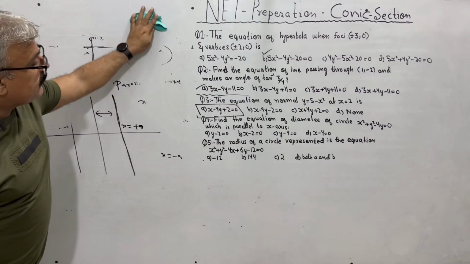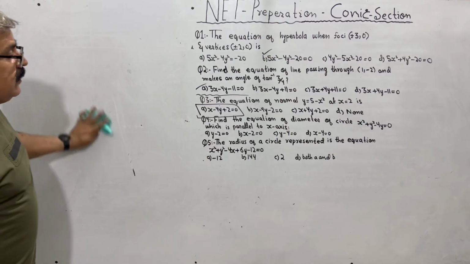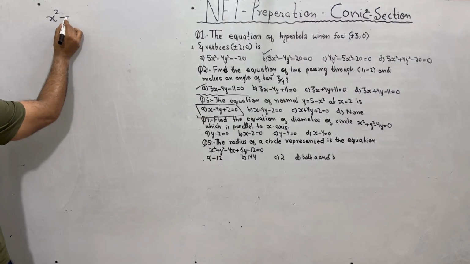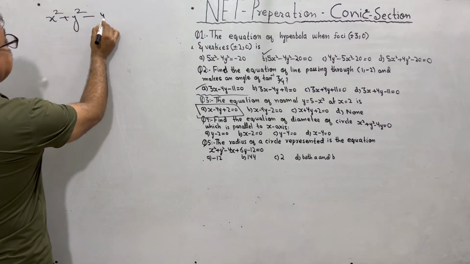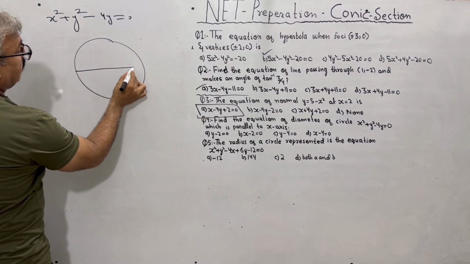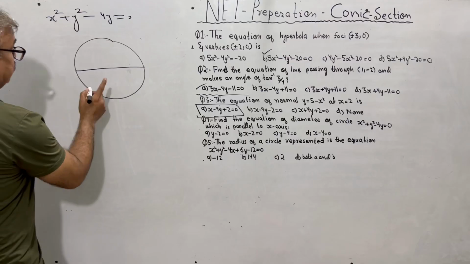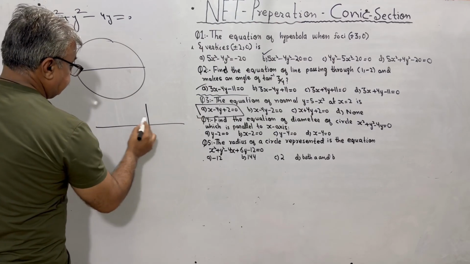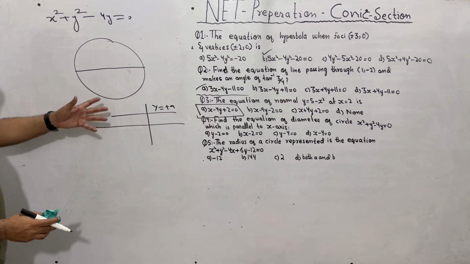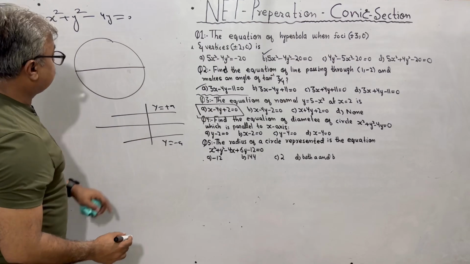We have some equation of a circle, that is x square plus y square minus 4y is equal to 0. We are interested in finding the equation of the diameter that is also parallel to the x-axis. Parallel to the x-axis means we have y equal to some number. If it is positive, it is above the x-axis. If it is negative, it is below the axis.